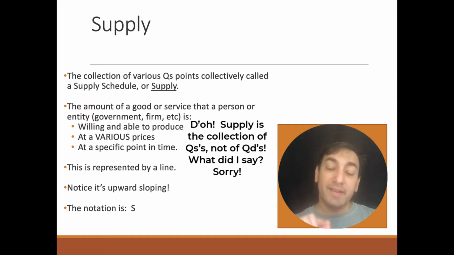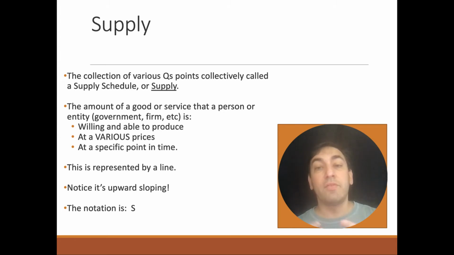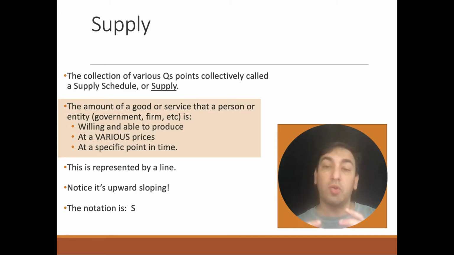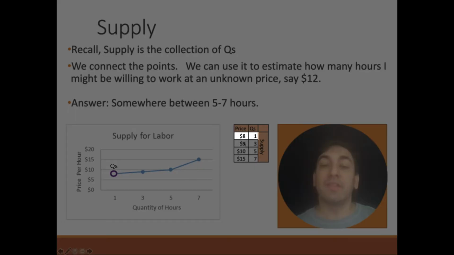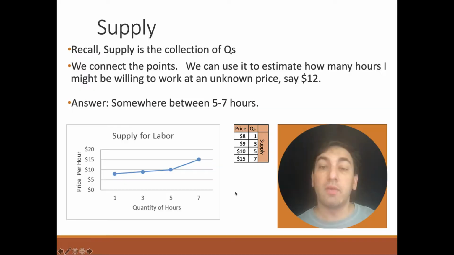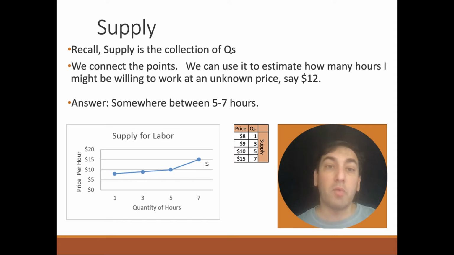Supply is the collection of all the different quantity supplieds. So if we could connect the dots and make these all go together, then what are we going to have? We're going to have the supply curve. The supply curve is your willingness and ability to sell goods or services at any given price, and we're going to notate that as an S. Each line was a quantity supplied and each line represented a point. But when we put them all together, that represents the supply curve. It allows us to estimate for other points that we don't have.